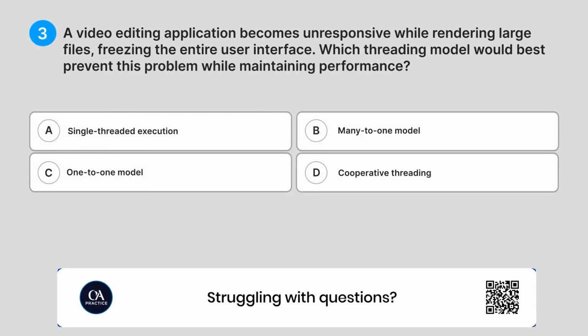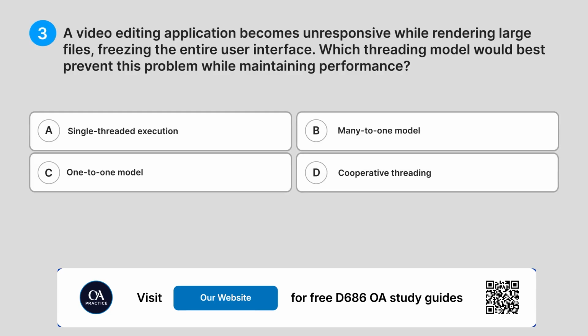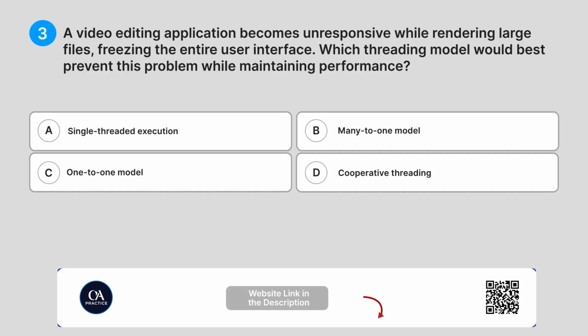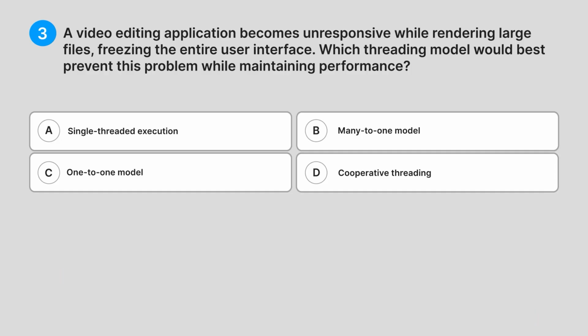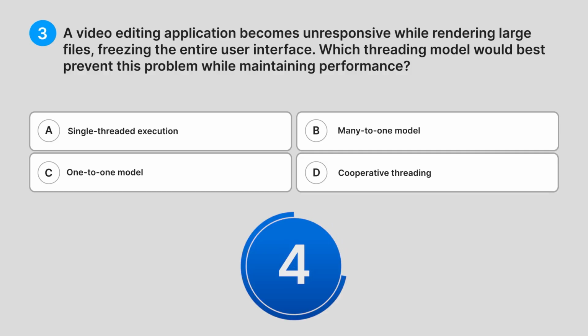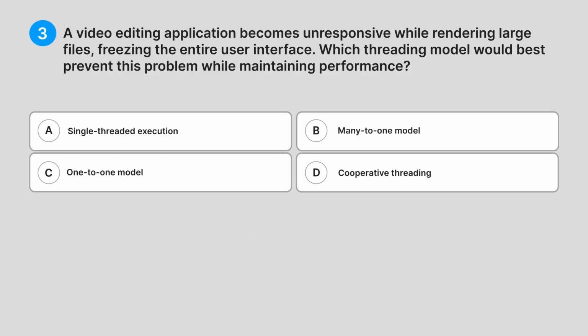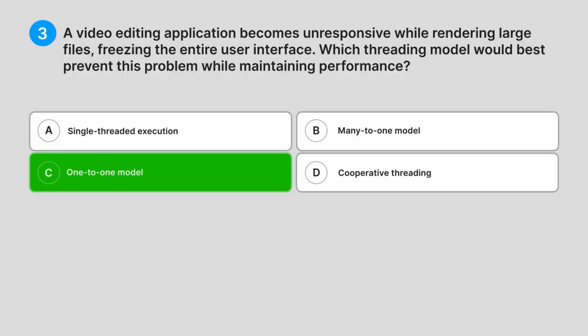3. A video editing application becomes unresponsive while rendering large files, freezing the entire user interface. Which threading model would best prevent this problem while maintaining performance? A. Single-threaded execution. B. Many-to-one model. C. One-to-one model. D. Cooperative threading. Can you guess the answer? Correct answer, C. One-to-one model.